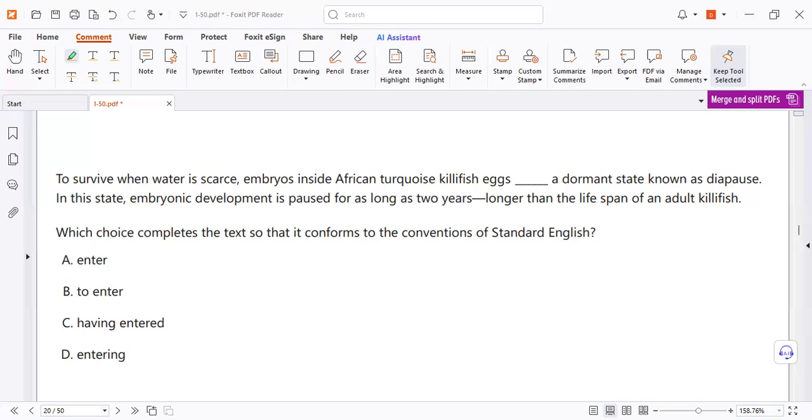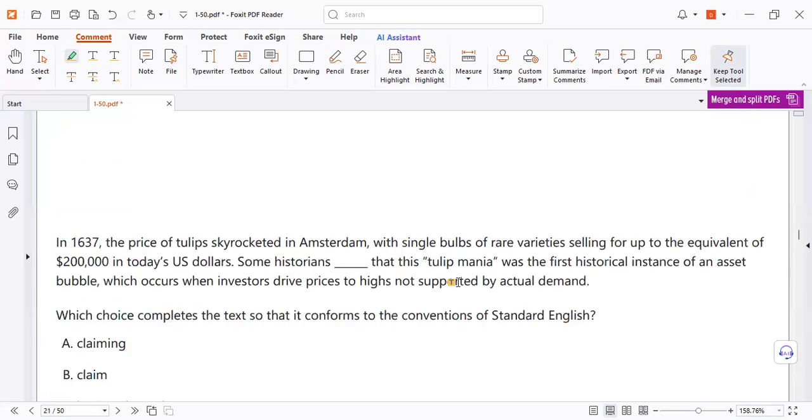Letter A. Only letter A is correct. Why? Because it's the correct verb for the subject, embryos inside the. So you need a verb. All of these are phrases. If you need a verb, these phrases are wrong: the infinitive phrase; here we call it an absolute phrase; the present participle phrase. We need a verb, not a phrase. That is correct.